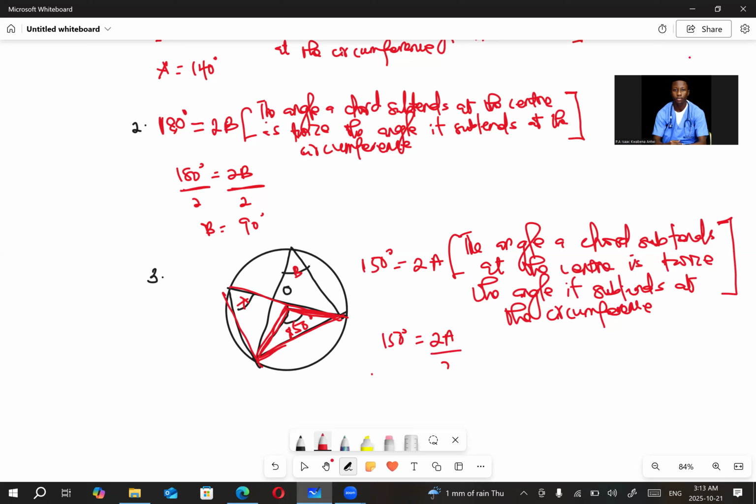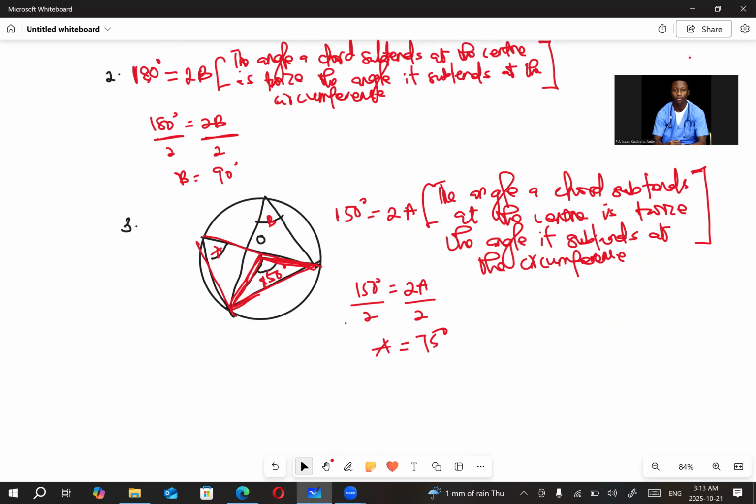You divide by 2, you divide by 2. A is 75. Now look, I have A. There are two ways to get B. This chord produces an A, and the same chord produces a B. So you can simply say A is equal to B. When you have a chord making multiple angles at the circumference at one place, they are equal. So A equals B equals 75, right?